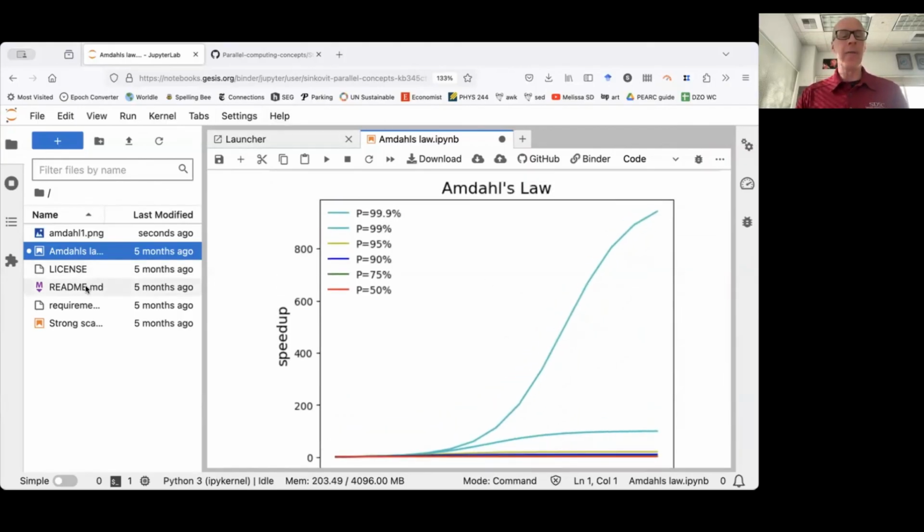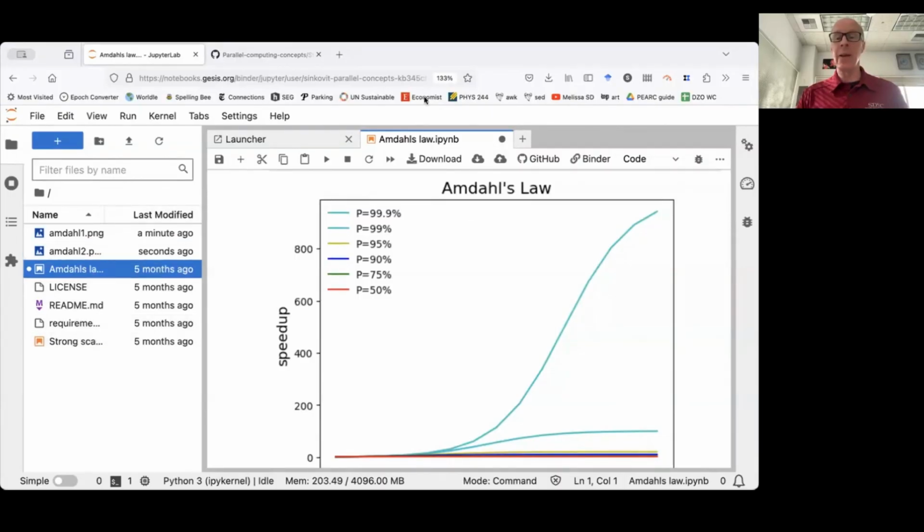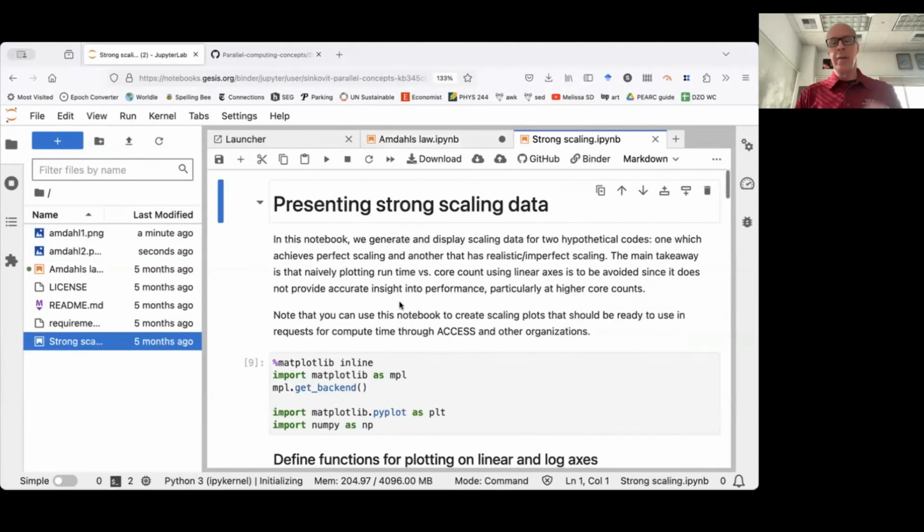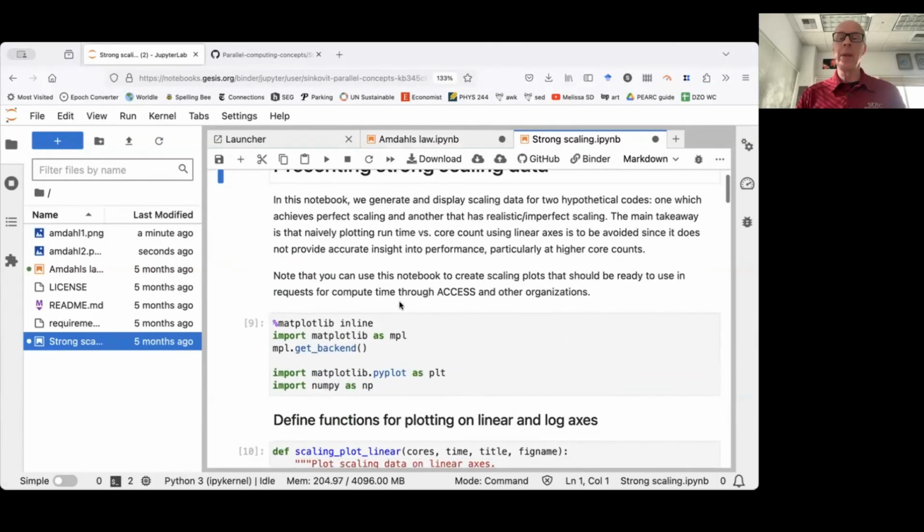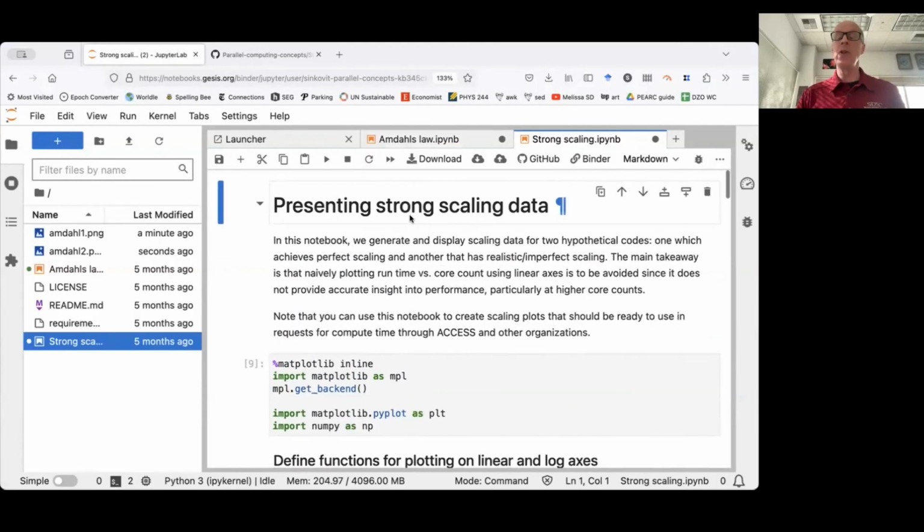And I think what you're going to find even more useful, though, is the notebook for the strong scaling. Looking at questions here. Okay, looks like that's been addressed already. But in the strong scaling example, we can use this to generate scaling plots that you can use in your allocation requests.